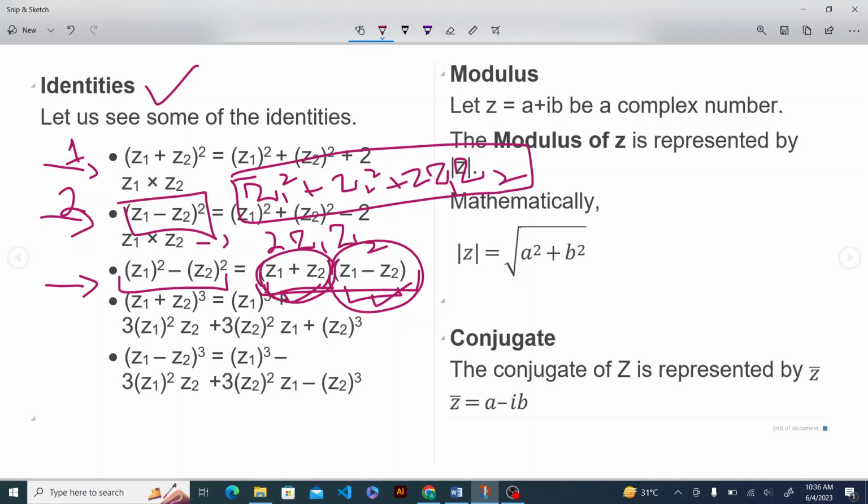For the fourth one, (z1 + z2) whole cube. These three were for square: firstly adding and then taking its whole square, then subtraction and whole square, and then the difference of squares of two different complex numbers. The fourth one is for the cube of complex numbers. Let me clean the board.